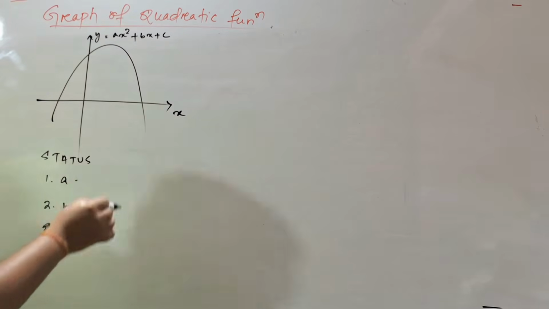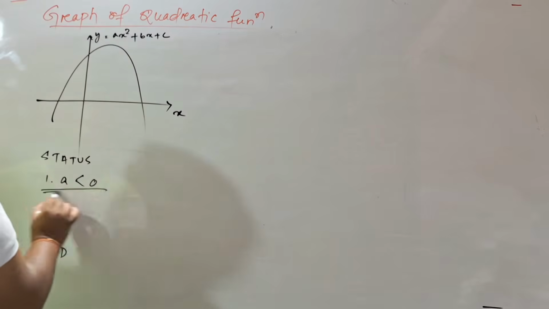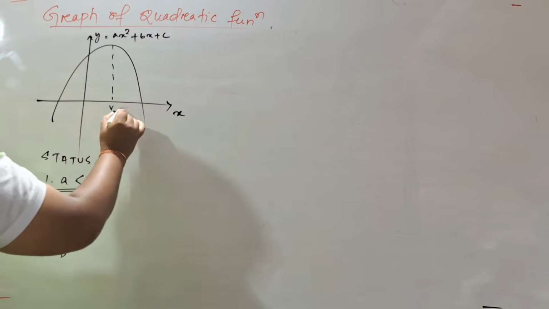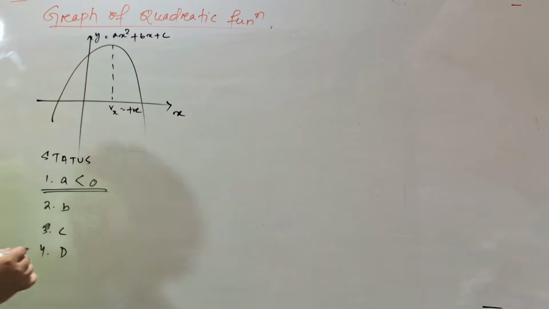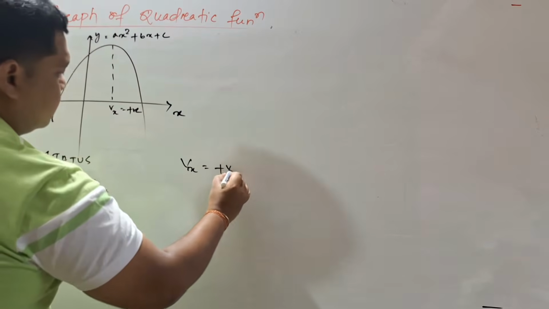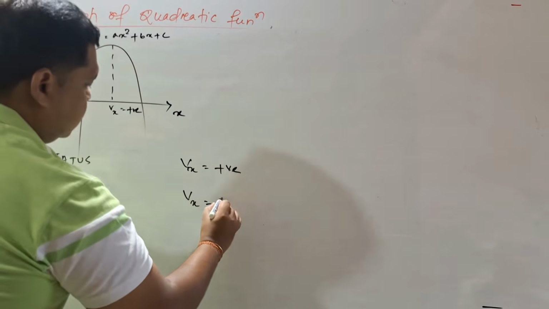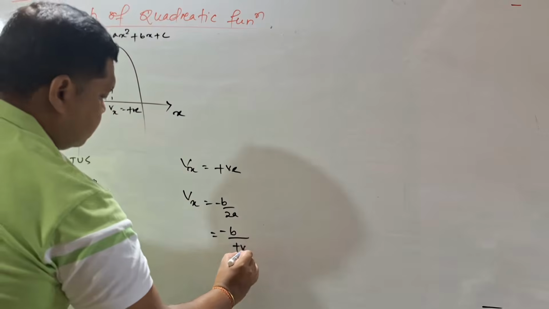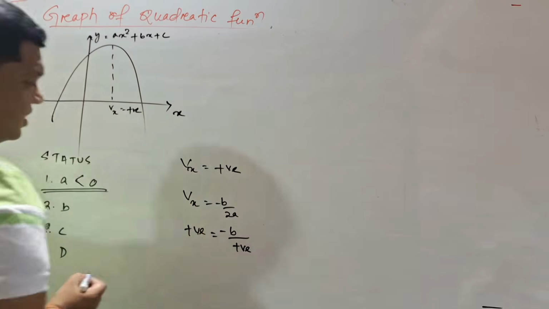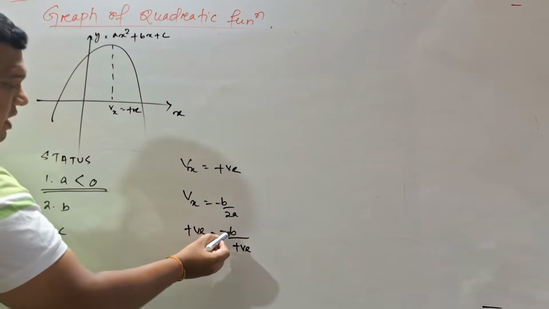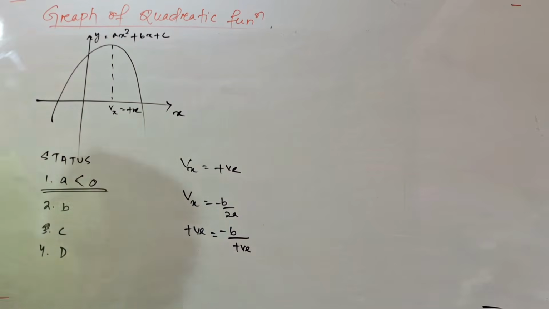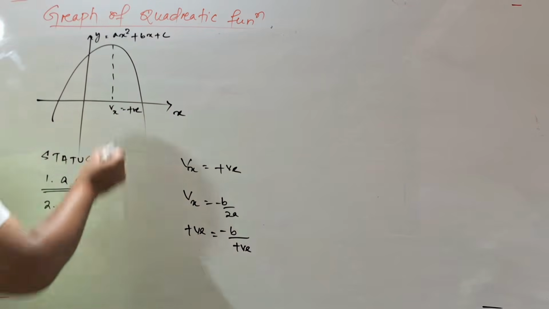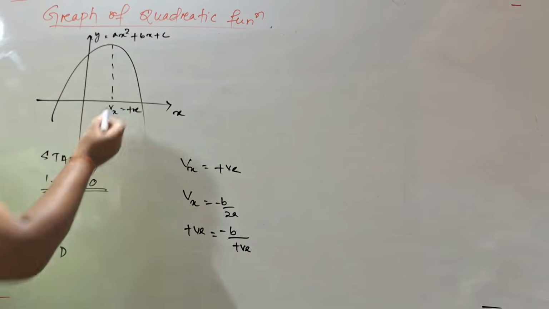Acha, here it is downward facing. Downward facing means A less than 0. Done. Here the vertex is what? This vertex, the x coordinate of the vertex is positive. X coordinate of the vertex, Vx, is positive. Vx value is what? Minus b by 2a. Here a is negative, so minus b divided by negative a. And here the vertex is positive. So b must be what? If I write b negative, then negative over negative becomes positive.